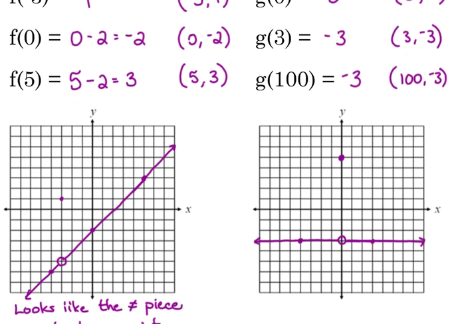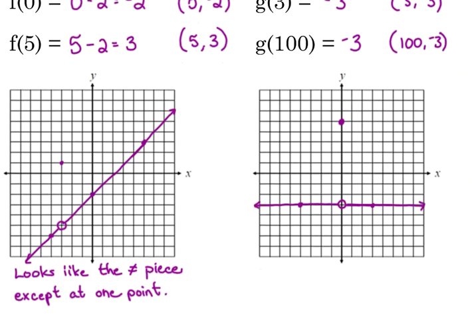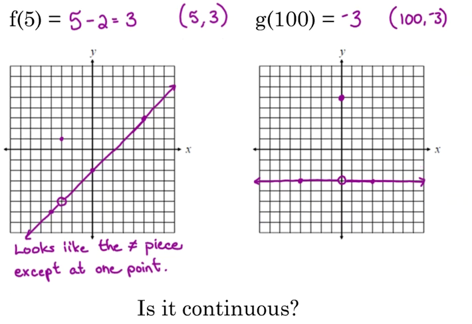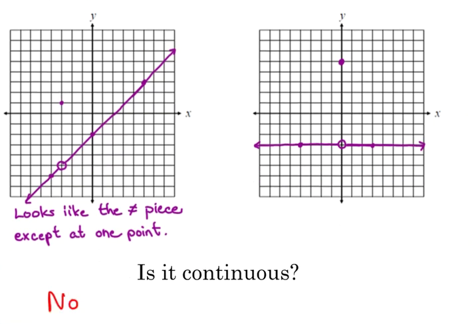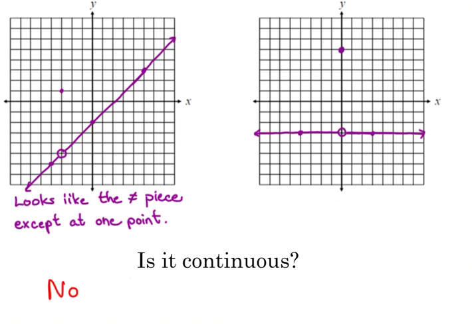So kind of a weird looking graph, but that's what it says. The function is equal to -3 as long as we're not equal to 0. When we are equal to 0, our function is equal to 5. So this one obviously is not continuous as well.